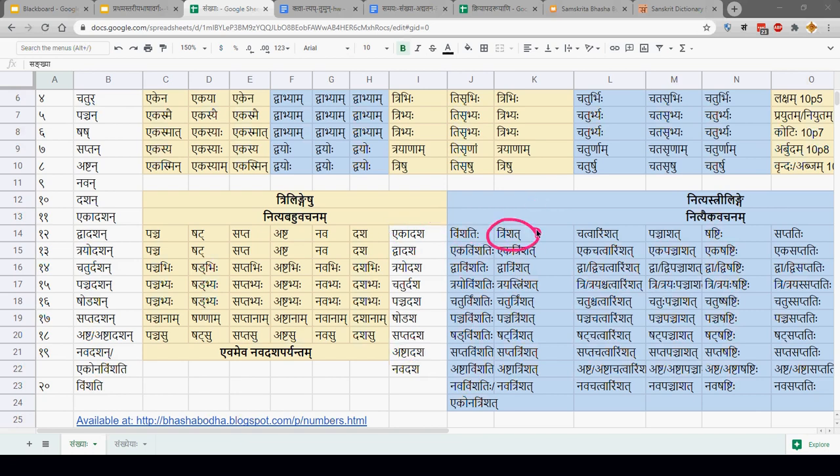If there are 30, this becomes Trimshat. Trimshat balakaha, Trimshat balikaha. Then Chatvarimshat balakaha, Chatvarimshat balikaha. Panchashat is 50. So this is 20, 30, 40, 50. Shashtihi is 60, and Saptatihi is 70.